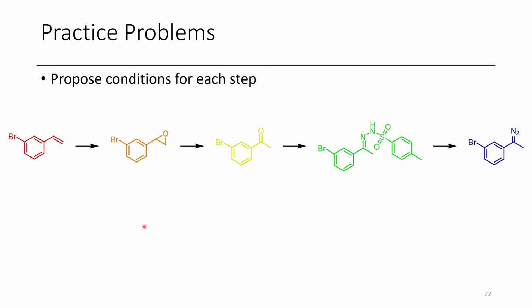So for this lecture, I'd like to assign 3 practice problems. In this first problem, show how you could go through this entire sequence of steps, and you just need to propose conditions at each stage. So how are you going to convert this styrene to this epoxide? What would you use? And so you just do this for each step.